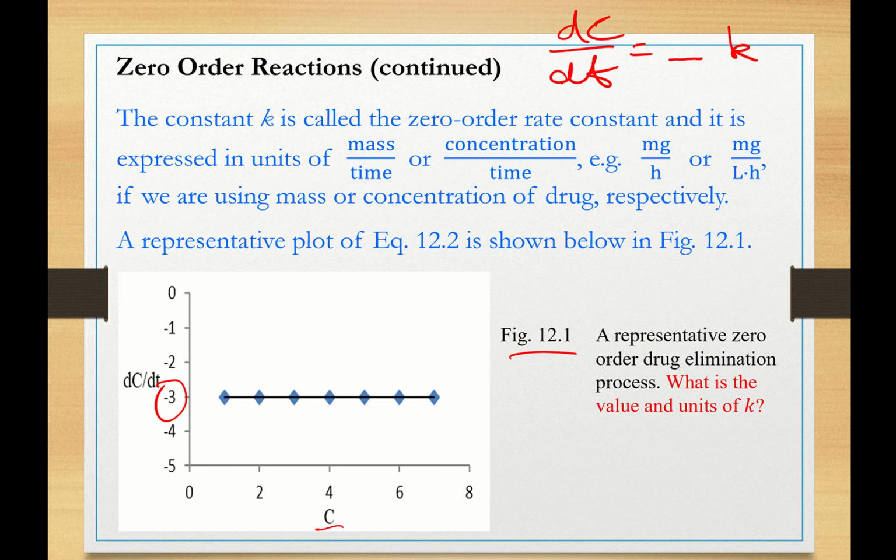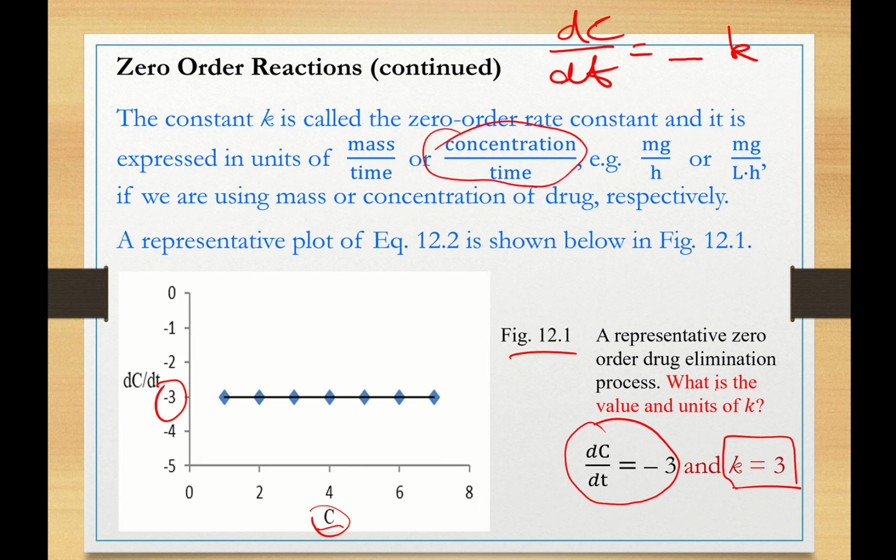So what is the value and units of k? dC/dt is equal to -3, and therefore k must be equal to 3. So we always report k's as absolute values. So again, I repeat, dC/dt is equal to -3, and therefore k is equal to 3. The units of k, since this is plotted as a function of concentration, will be concentration over time. So it could be, for example, milligrams per liter over hour, okay?